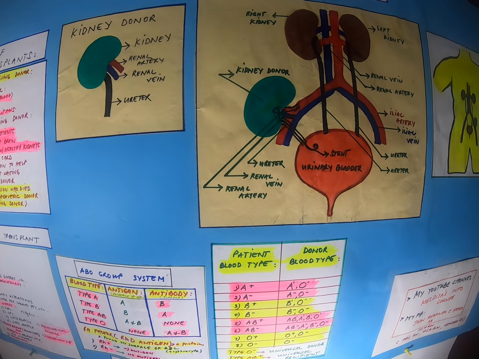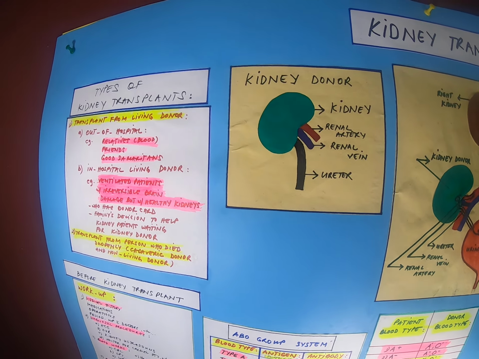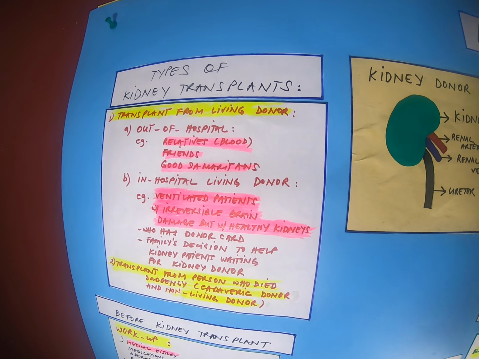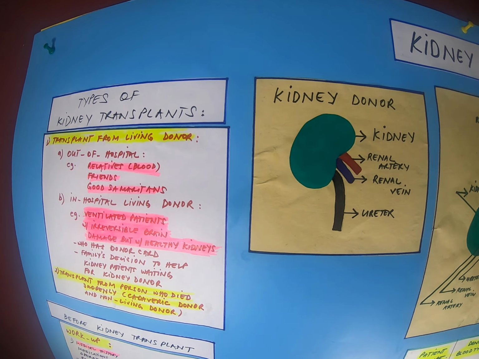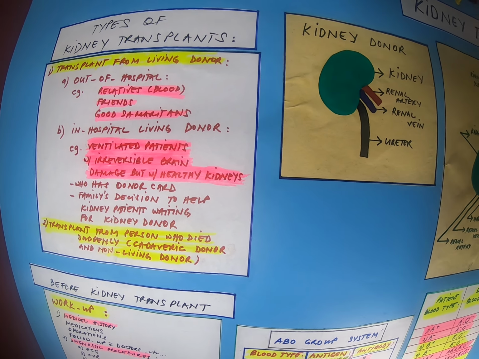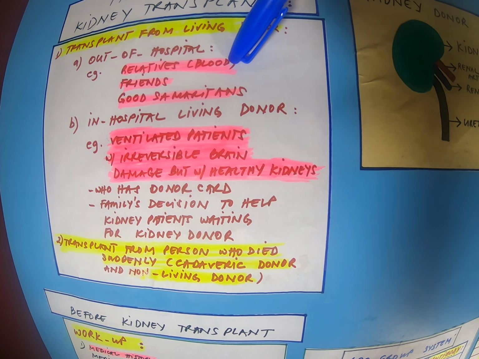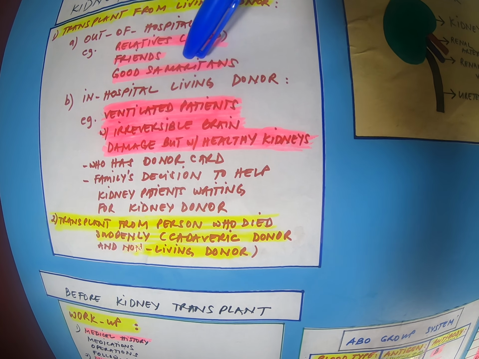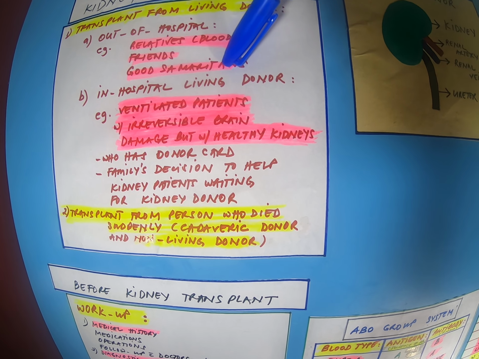Okay. So our donor kidneys come from the following. Donor kidney can come from a living donor. They are out of the hospital, and they could be relatives or blood ties. They are the best match for the patient if they agree. We have friends and good Samaritans that are willing to donate one of their kidneys to help people waiting for transplant.